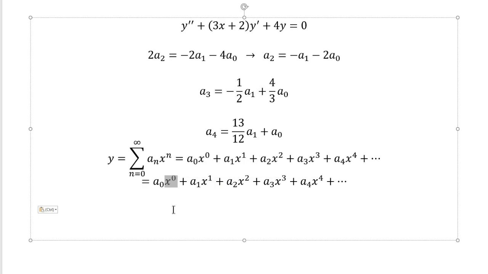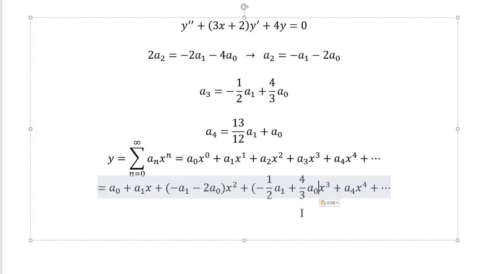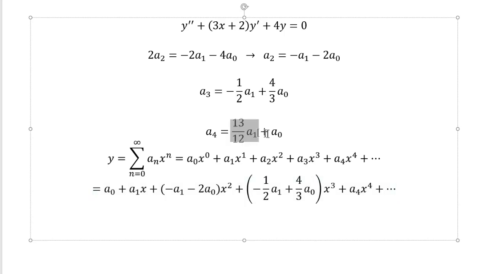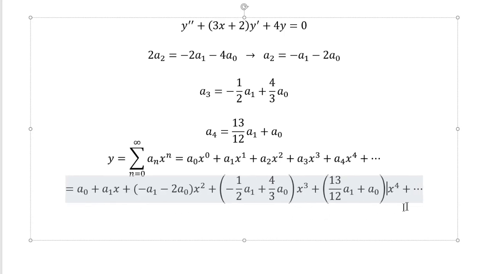So I know that a0 is just a0. We'll rewrite x0 as just 1. a1 is a1. I'll just rewrite this as x. And then a2 is now replaced by this one, so I'm going to put parenthesis. And then a3 is written like this one. And a4 is this one. So I rewrite it. And this is 5 non-zero terms. Now there's one last thing I want to show you.